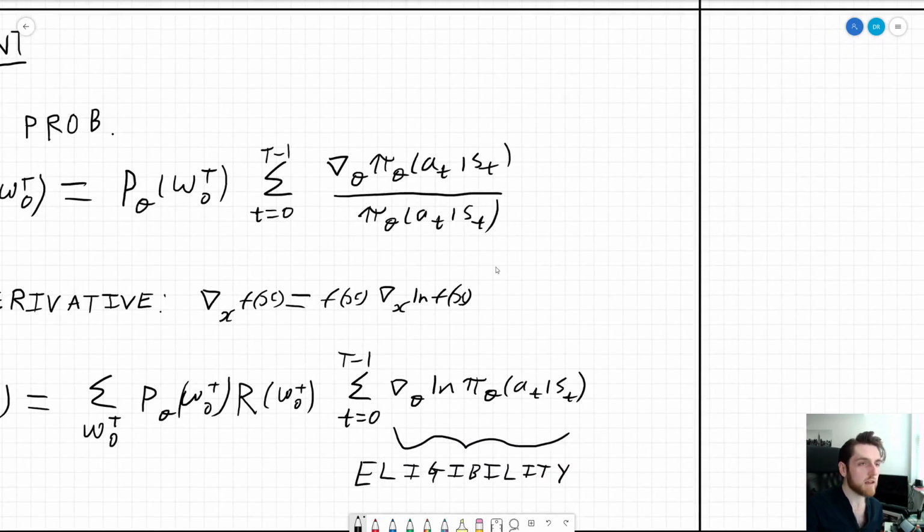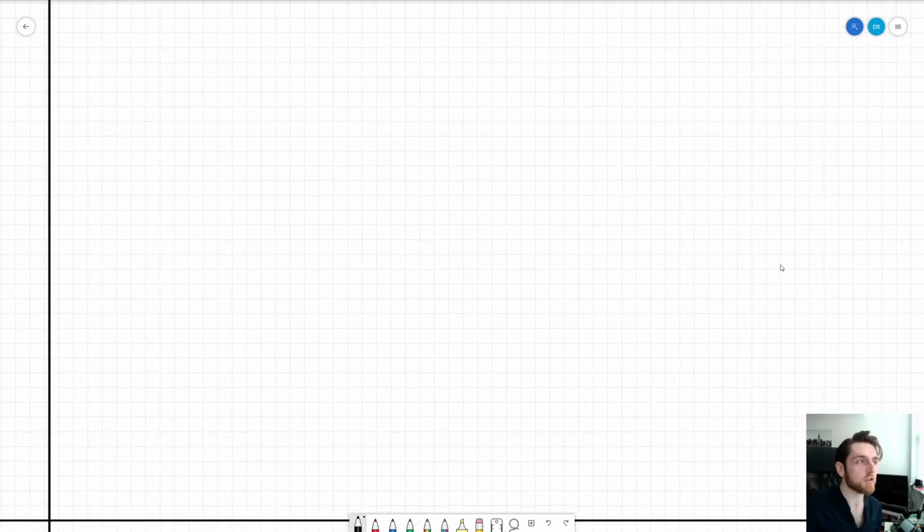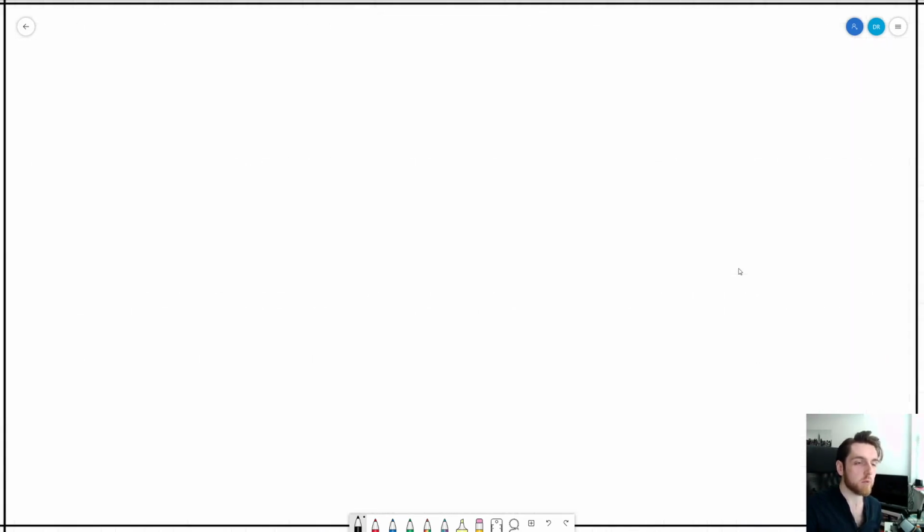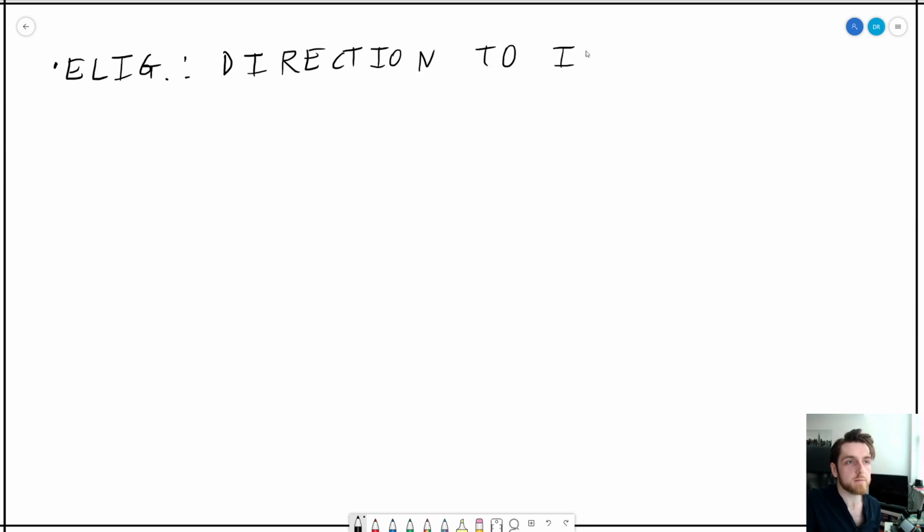The eligibility essentially tells us what direction we need to move the weights in order to increase the probability of that action occurring. So the eligibility is the direction to increase the chance of the action occurring.